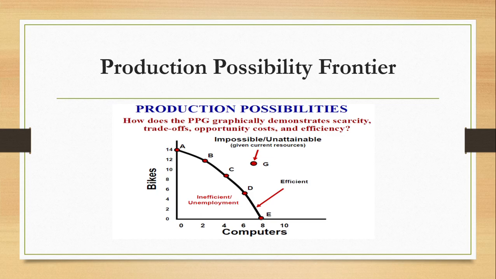No resource is unemployed. But if you see a point below the production possibility curve, it's a point of inefficiency or unemployment of resources. Yes. And if you see a point outside the production possibility curve or frontier, it is an unattainable or impossible point. Unattainable or impossible because technology is fixed. So it is a point that cannot be attained.